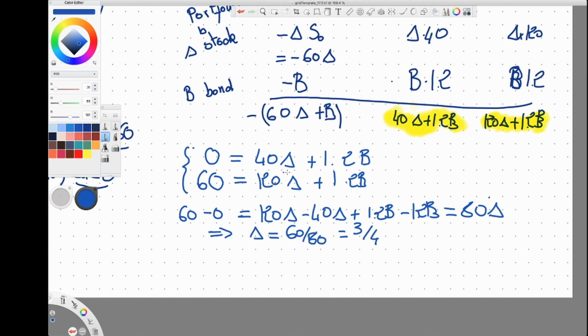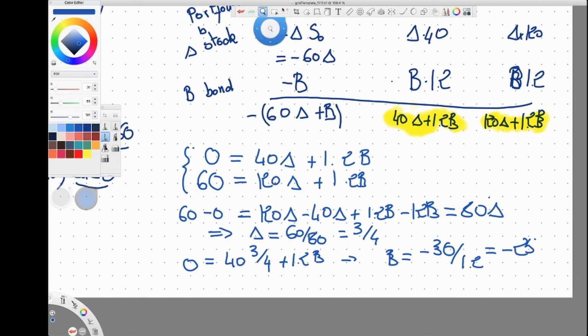Okay, now I need to solve for B, right? How much do I invest in the bond? Well, I actually can substitute back delta. I'm going to substitute in here. So I have 0 is equal to 40 times now 3/4, that's delta, plus 1.2B. And that gives me B is equal to minus 30 divided by 1.2, which is equal to minus 25.